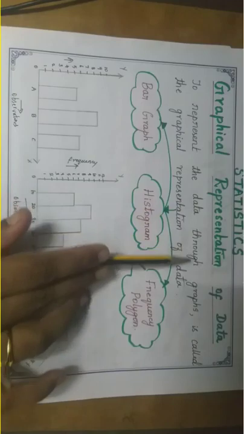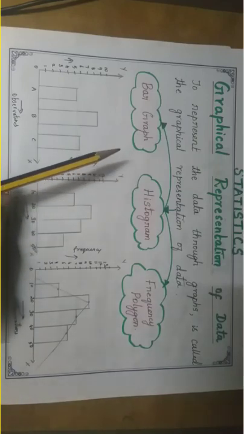Namaste students. Today we are going to continue the chapter Statistics, Graphical Representation of Data. To represent the data through graphs is called the graphical representation of data. In this chapter we are going to represent the data through the following graphs: bar graph, histogram, frequency polygon.